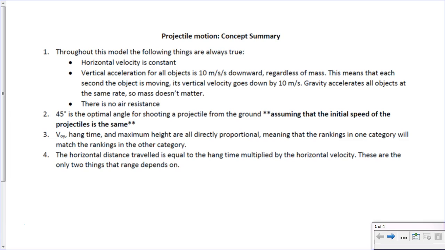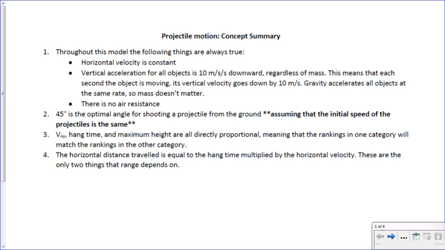Each second an object is moving, its vertical velocity is changing by 10 meters per second. It's going down by 10 meters per second each second. All right, and as I said again, mass does not matter. Also for this entire unit, we are ignoring the effects of air resistance. We are assuming that the only force that is acting on the object is gravity.